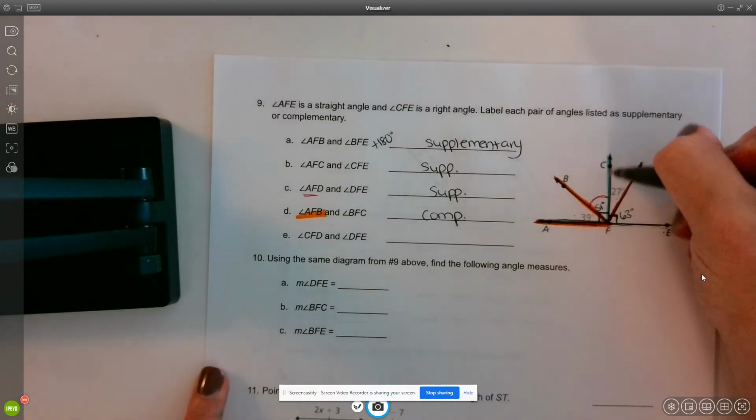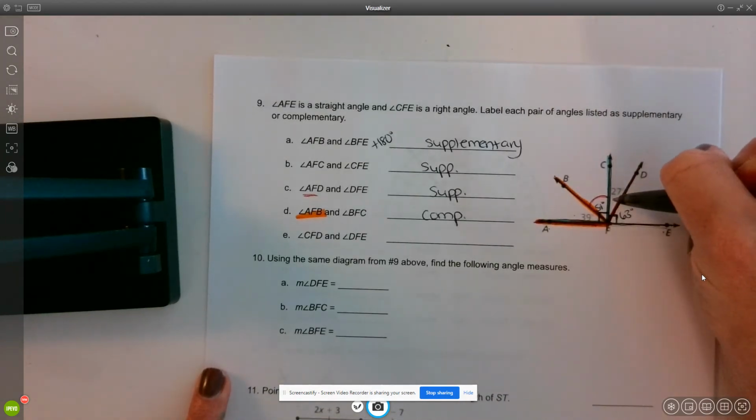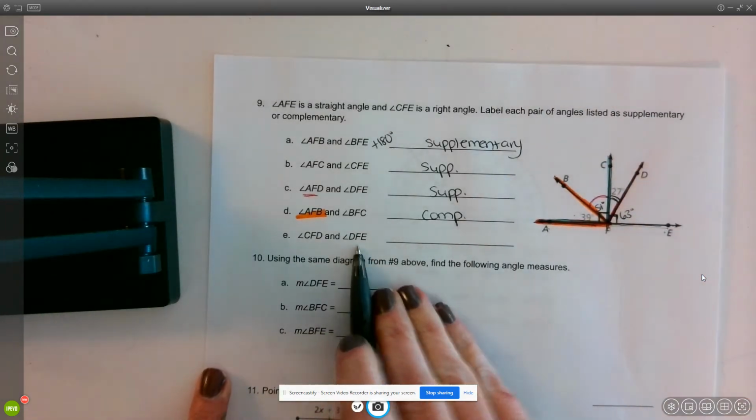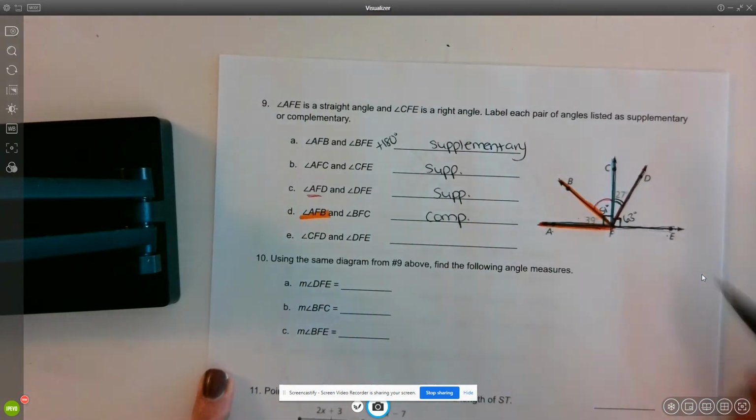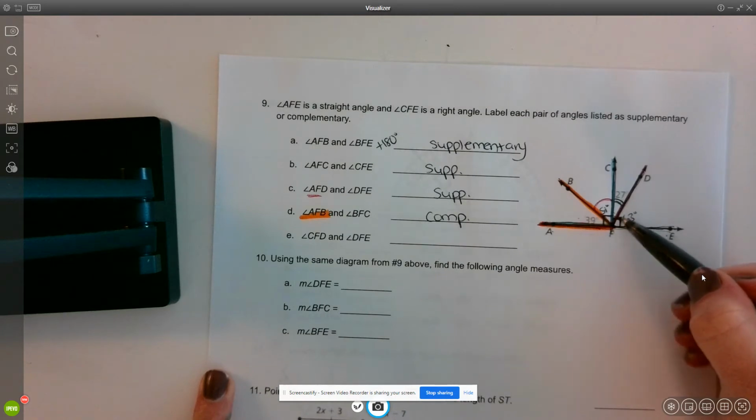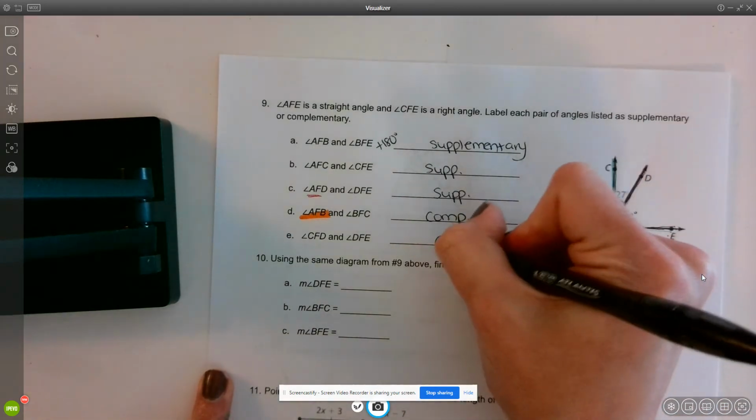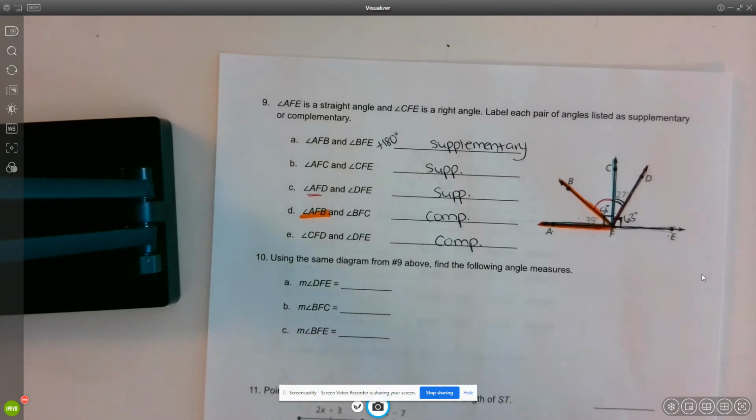Angle CFD is this 27 degree angle. And angle DFE is this 63 degree angle. Together, they make a right angle, which is 90 degrees. So they are complementary.